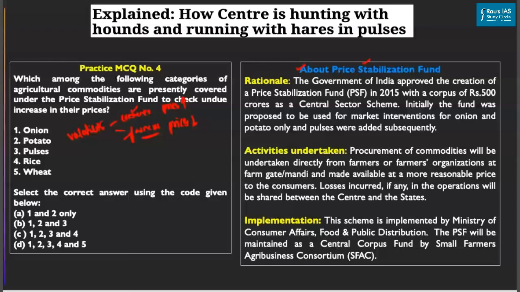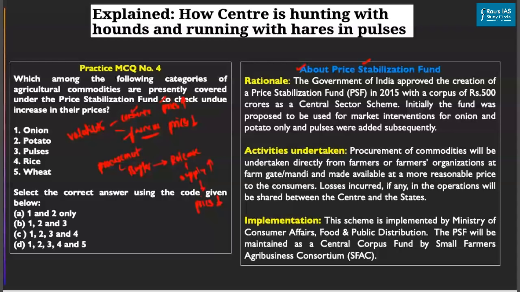Under the price stabilization fund, basically the government procures some of the agricultural commodities from the farmers, builds the buffer, and whenever there is a drastic increase in their prices, from this particular buffer, it will release some stock into the market, and by releasing the stock, the supply of these agricultural commodities increases, and hence we would be able to bring down their prices.